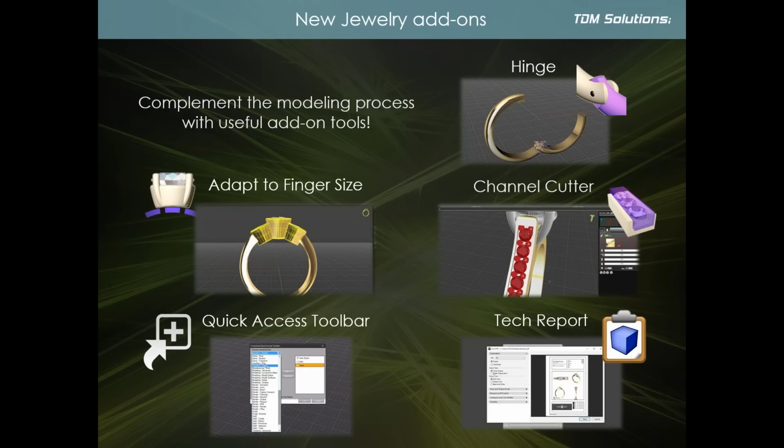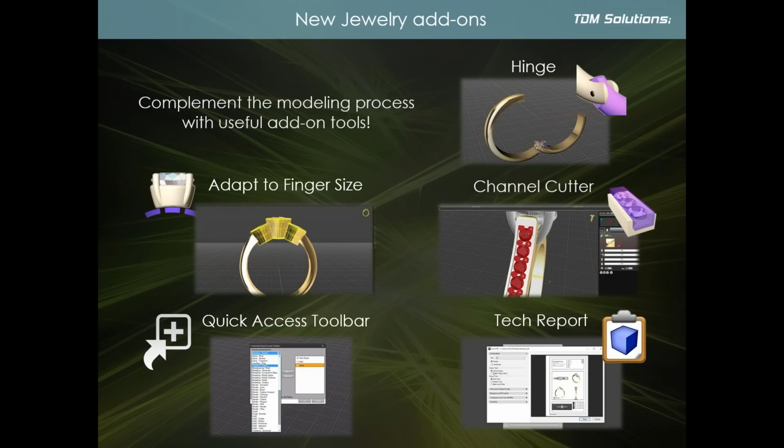It's very cool. Also, tech report. In RhinoGold 5, we had the customer report that you can offer to your customer. But what about those of you that need to send the report to the manufacturer, the one that's going to fabricate your piece? Well, now you can actually create a tech report and send it to the manufacturer with everything in detail.